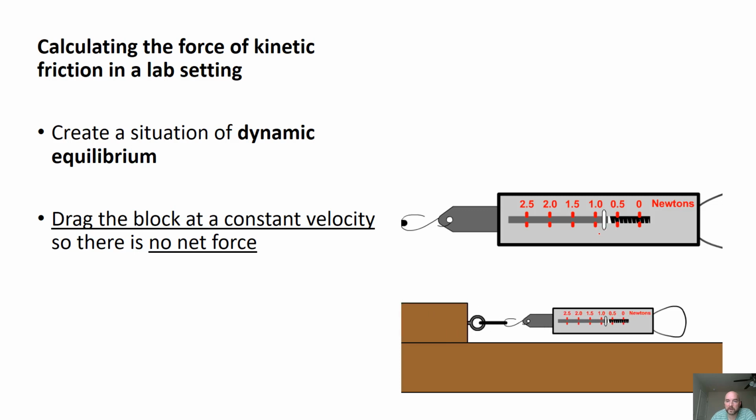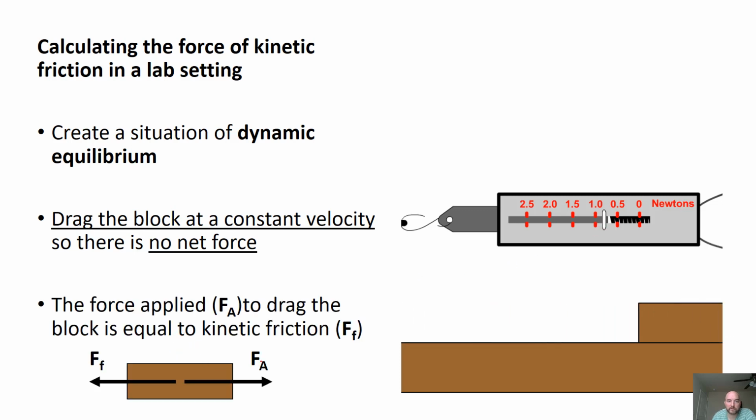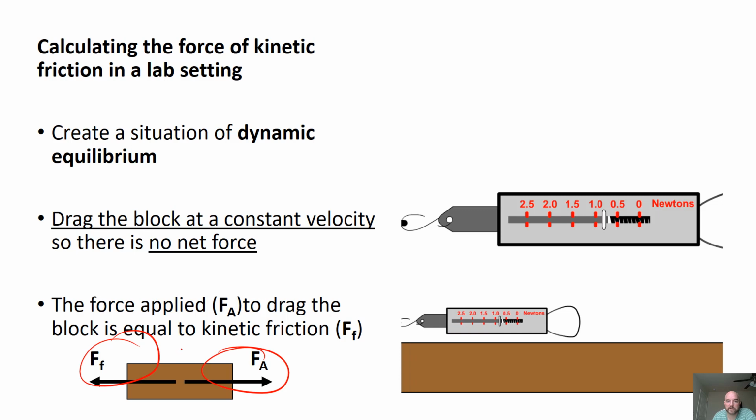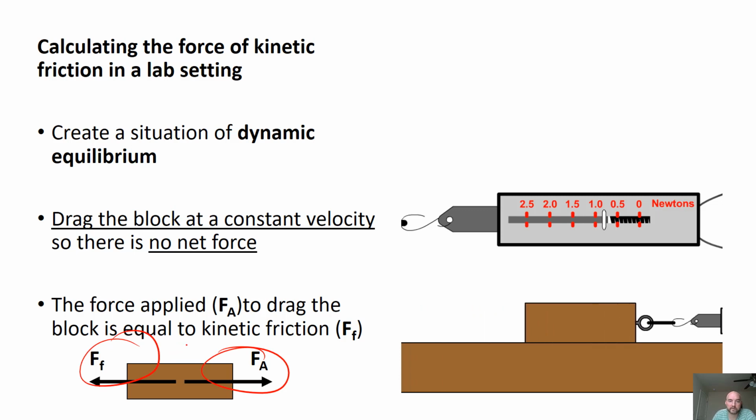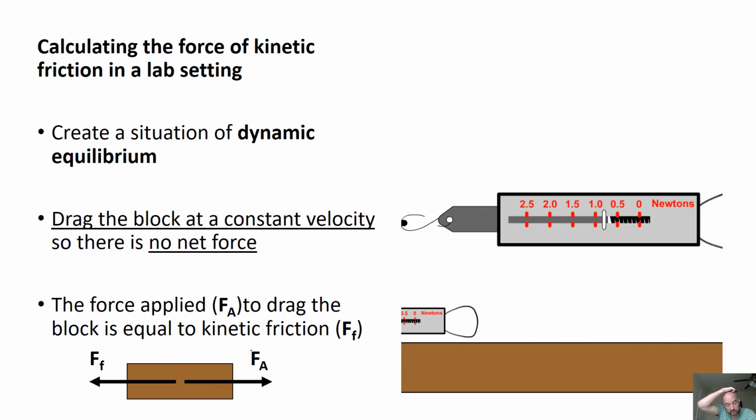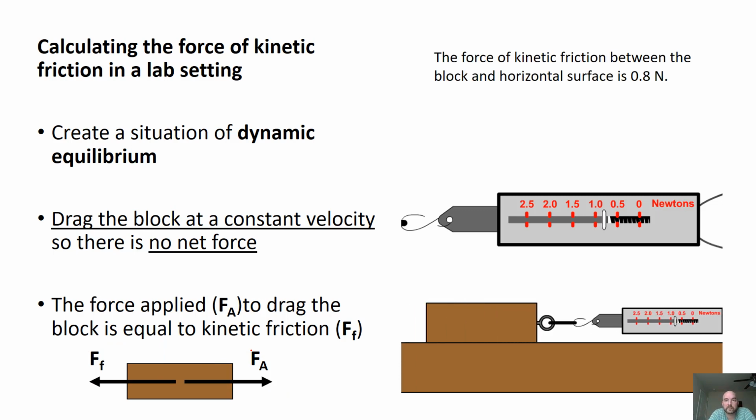And when it's sitting around one spot, we know that the force that we're applying must be equal to the force of friction. And that's going to be the force of kinetic friction that we would solve for. So here's an example in a second.